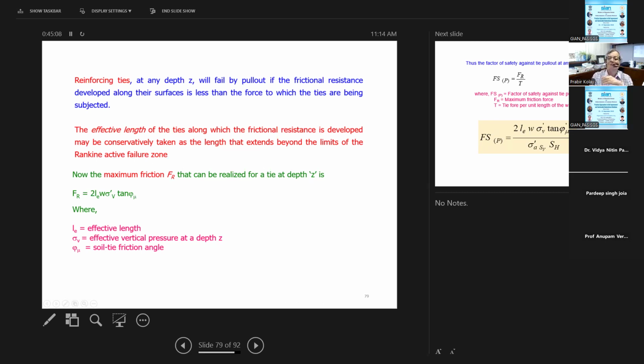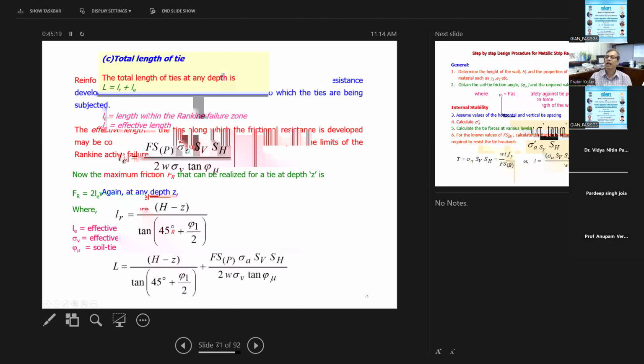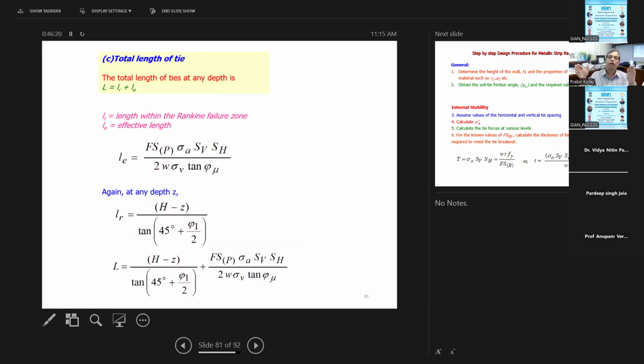And then you need to find out the total length. As I mentioned, the failure lines, how much is the length inside the Rankine wedge, LR, and how much is the length for the LE. So same way you can calculate the total length. You need to know that it is LE plus LR. So LE is given by this equation. That is the effective length.